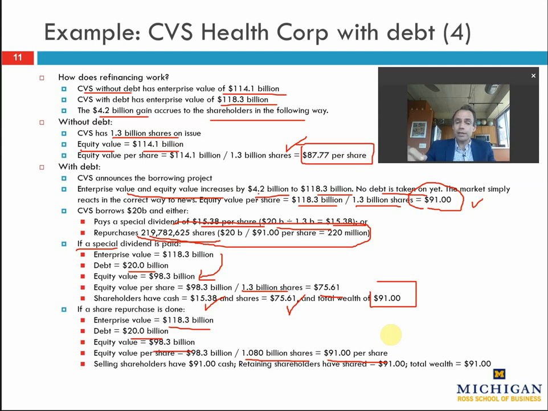In the dividend example, shareholders all have the same distribution. They had $15.38 in cash from the special dividend, and they had a share that was now worth $75.61. So there's no better way to use this money in this world of corporate taxes because we haven't talked about any differences in personal taxes amongst different investor groups, and we haven't talked about any differential taxes between dividends and capital gains. But that's a topic for another class. It's beyond the scope of what we are going to talk about.